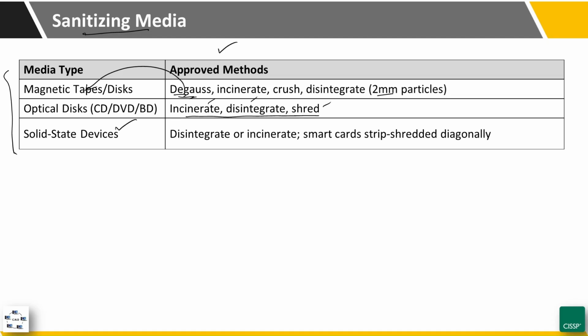For SSDs, we can use again the physical method of disintegration or incineration. The smart card can be strip shredded diagonally. If they are shredded diagonally, it is more secure, since you can see that these strips are very small. If they are not shredded diagonally, there may be chances that data can be retrieved from the strips if they are, let's suppose, shredded vertically or horizontally.